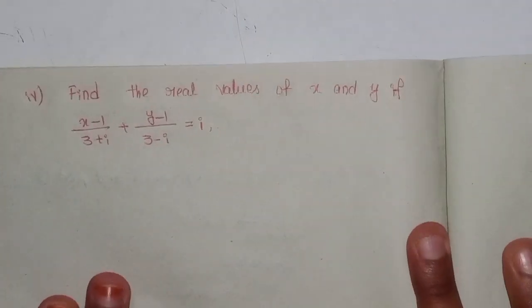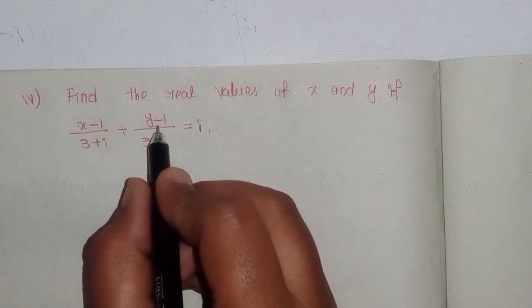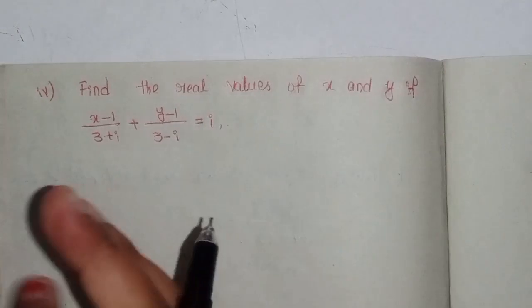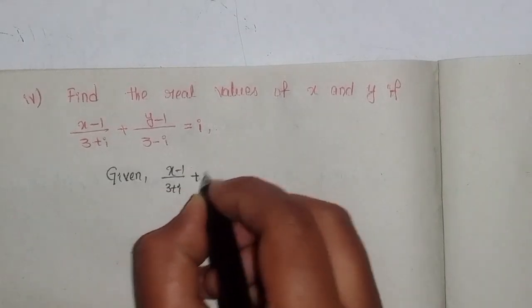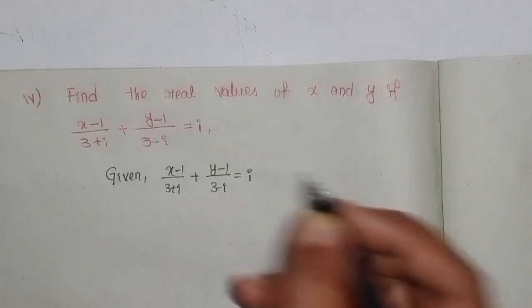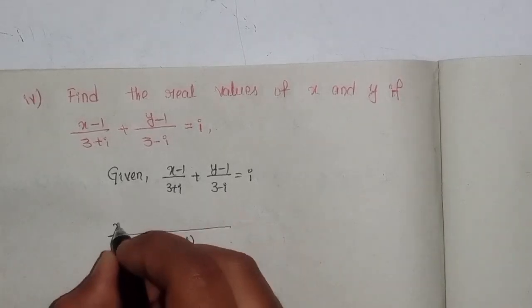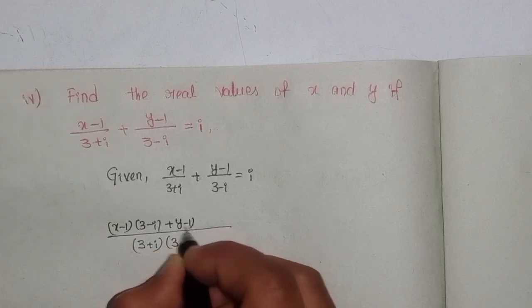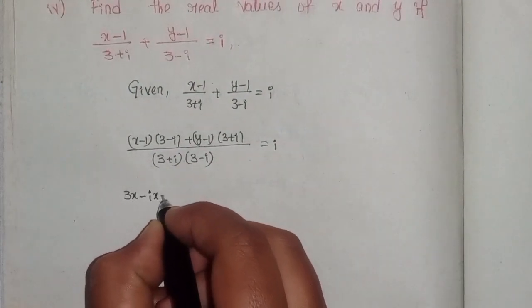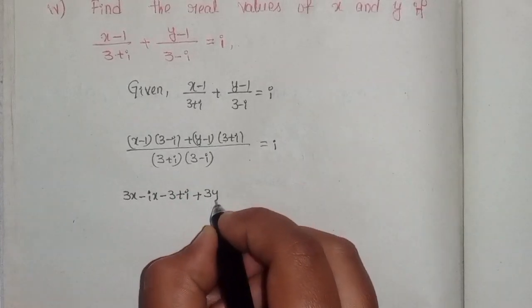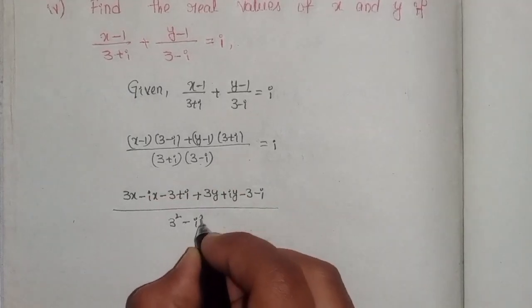If you don't understand, comment, I will explain. See, the fourth one: find the real values of x and y if (x minus 1)/(3 plus i) plus (y minus 1)/(3 minus i) equal to i. We did this before, it has repeated. Okay, given (x minus 1)/(3 plus i) plus (y minus 1)/(3 minus i) equal to i. Cross multiplication: the LCM is 3 plus i into 3 minus i. (x minus 1) into (3 minus i) plus (y minus 1) into (3 plus i) equal to i. Multiply: 3x minus i into x minus 3 plus i. Y into 3, 3y plus i into y minus 3 minus i. By a plus b into a minus b, a square minus b square, equal to i.